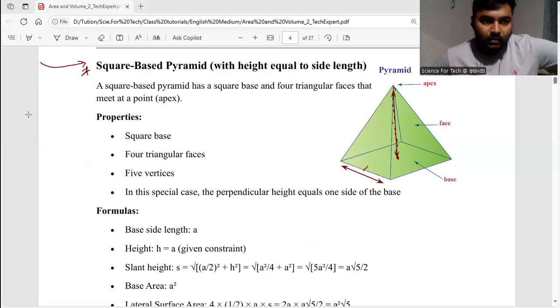This is the special case we are going to talk about. That means this perpendicular height should be equal to one side of this square. Otherwise, the volume equation will not work. There are pyramids where this height and this one side are not equal, and then that is not valid for the equation we are going to learn about.